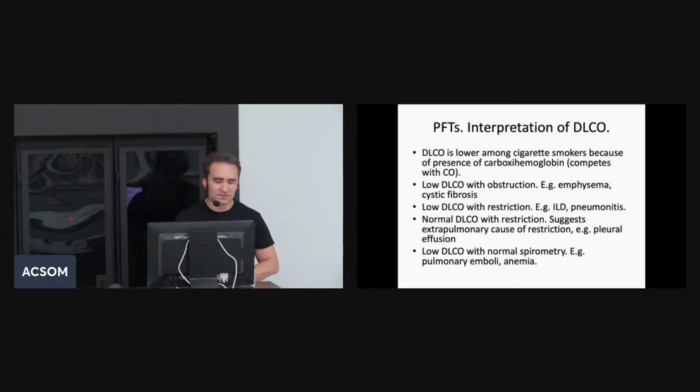And then there can be a low DLCO with a normal spirometry, for example, with pulmonary emboli or anemia, because you have either decreased blood flow, as with pulmonary emboli, or a decreased amount of red blood cells to capture the gas.